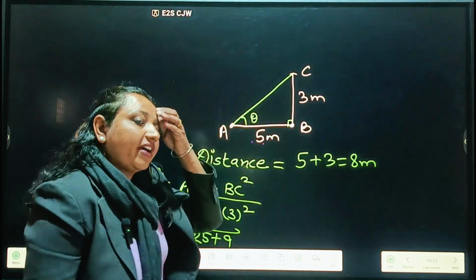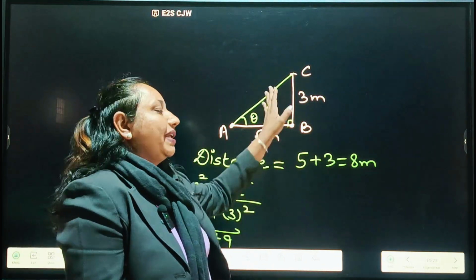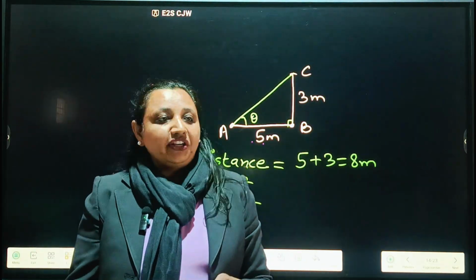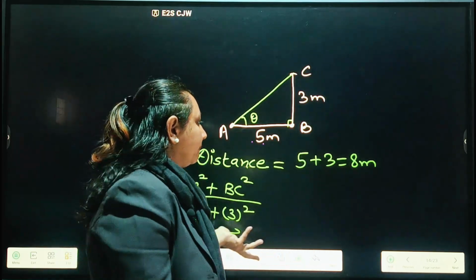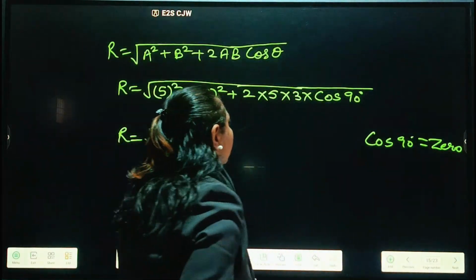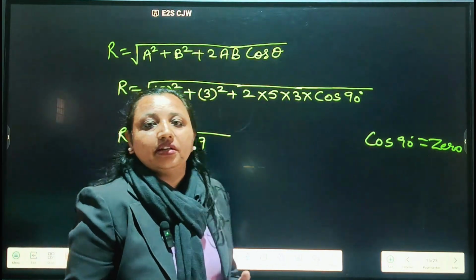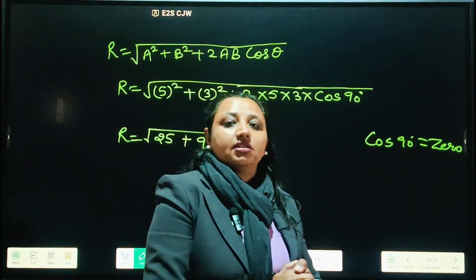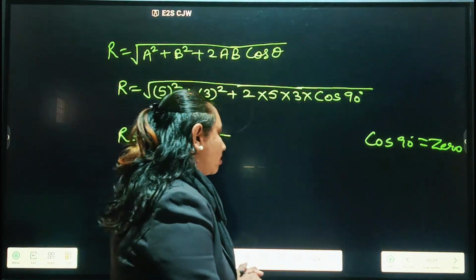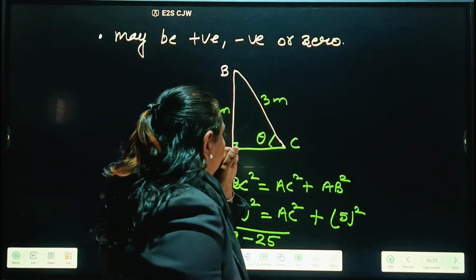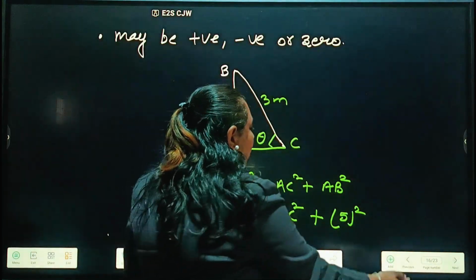So this is how we can find the displacement either by the Pythagoras theorem if it is a right triangle or by the triangular law. Okay, we can also find the direction by tangent beta. Tangent beta is equal to, in this case, sine upon cos. ठीक है.